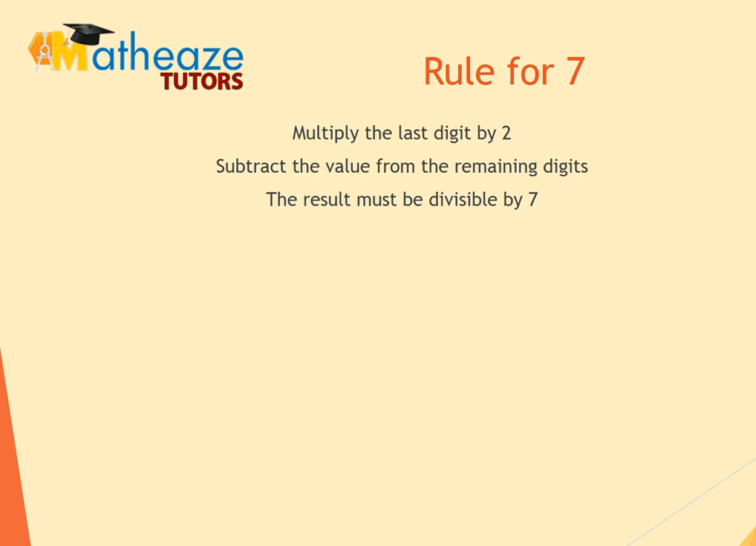Let's pick 91. So here's what the rule states. I'm going to multiply this by 2, which is going to give me 2, and then I'm going to subtract it from 9, which is going to give me 7. 7 is divisible by 7, so 91 is divisible by 7.